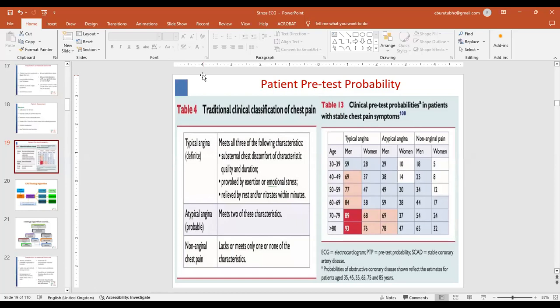Thank you so much. Absolutely. I will provide the slides shortly, as soon as we end this. I will share it on the group chat. Yes, please. In our exam we had just one question on stress ECG, but there might be more, so this is very excellent.